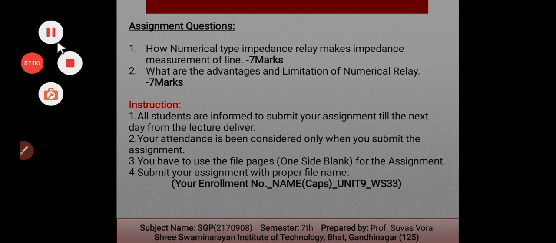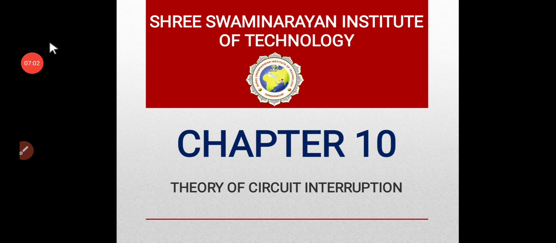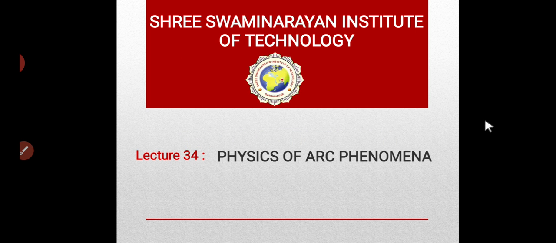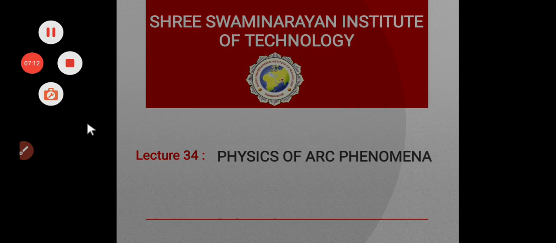Now, chapter number 10, the theory of circuit interruption, and today's topic is physics of arc phenomena. So basically, in the power system, the current flows at different voltage levels and the circuit has to be switched on and off as per the requirement.